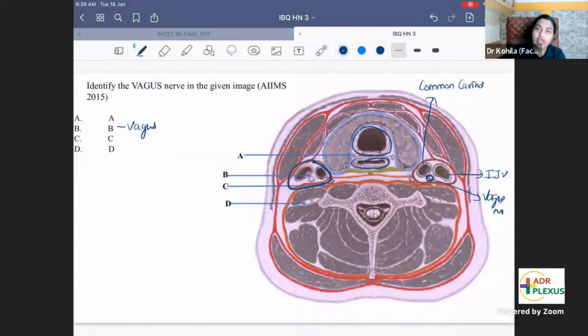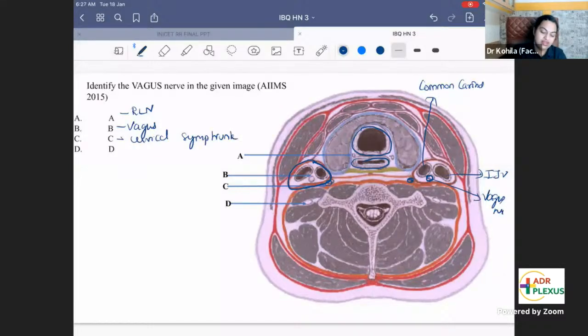In the tracheo-esophageal groove, we have the recurrent laryngeal nerve. Right recurrent laryngeal nerve is given off in the neck region. Left recurrent laryngeal nerve is given off in the thorax. Make sure you remember that. C, what is C here? Behind the carotid sheath, posterior to the carotid sheath, we have the cervical part of sympathetic trunk.